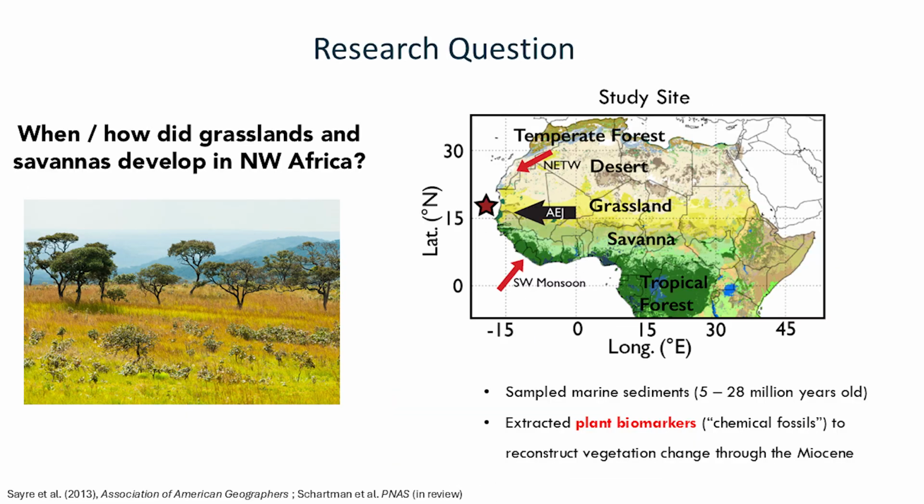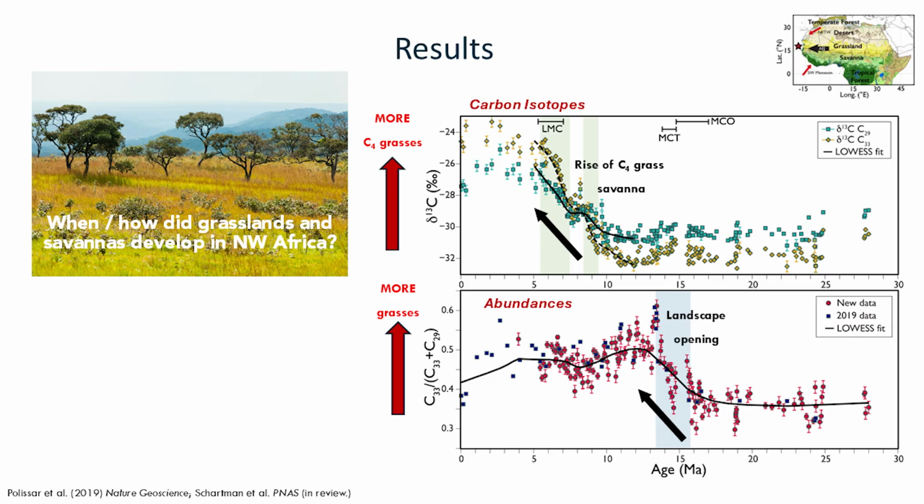My research focuses on the region of Northwest Africa. I used chemical fossils of ancient plants preserved in marine sediments to answer the question, when and how did grasslands and savannas first arise in this region of the world? For this work, I produced a record of plant biomarker carbon isotopes and abundances through the Miocene.